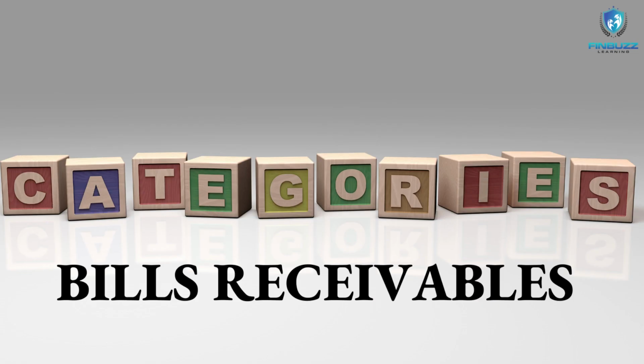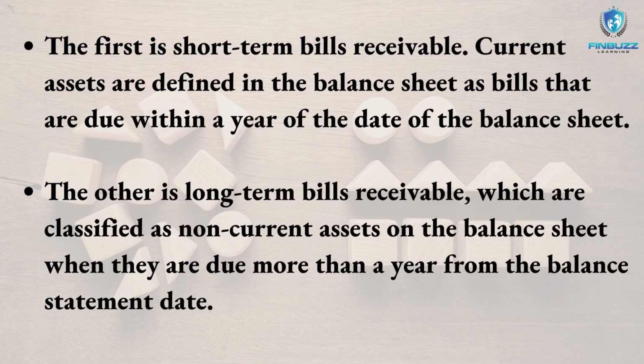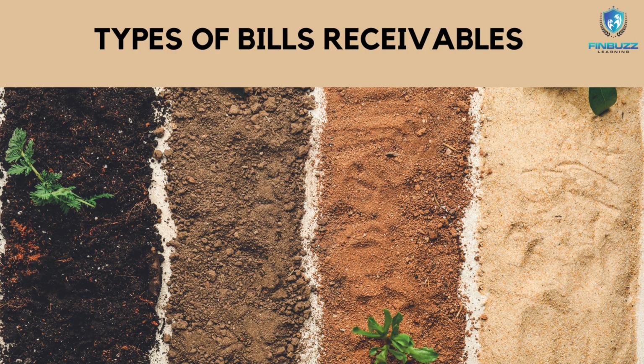Now, let's discuss the position of bills receivable in the balance sheet. So, the bills receivable is of two categories. The first one is short-term bills receivable. In the balance sheet, bills that are due within a year of the balance sheet date are categorized as current assets. The other one is long-term bills receivable. In the balance sheet, bills that are due more than a year from the date of the balance sheet are categorized under non-current assets.